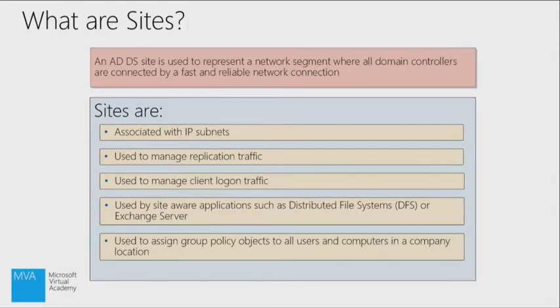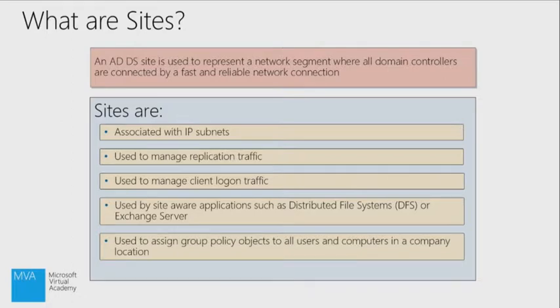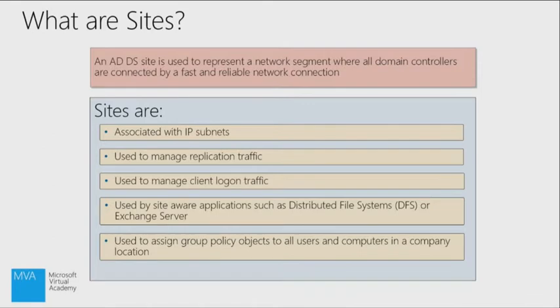What are sites? An ADDS site is used to represent a network segment where all domain controllers are connected by a fast and reliable network connection. Sites are not an organizational boundary in terms of we have a branch office in London, we have a branch office in Paris, we have a branch office in New York. Those are not necessarily Active Directory domain services sites, depending on the speed of the links between those offices. Sites are associated with IP subnets, typically, and by default, as you're expanding out your Active Directory domain services to further sites, this will be created automatically.